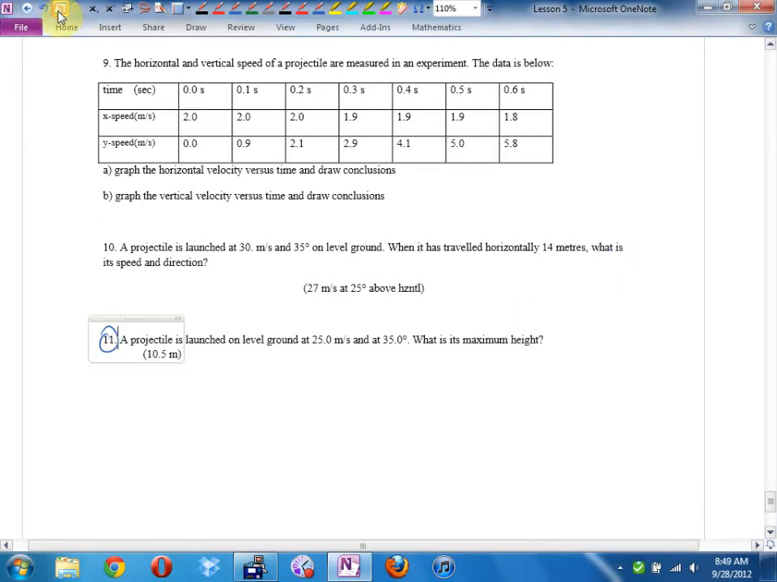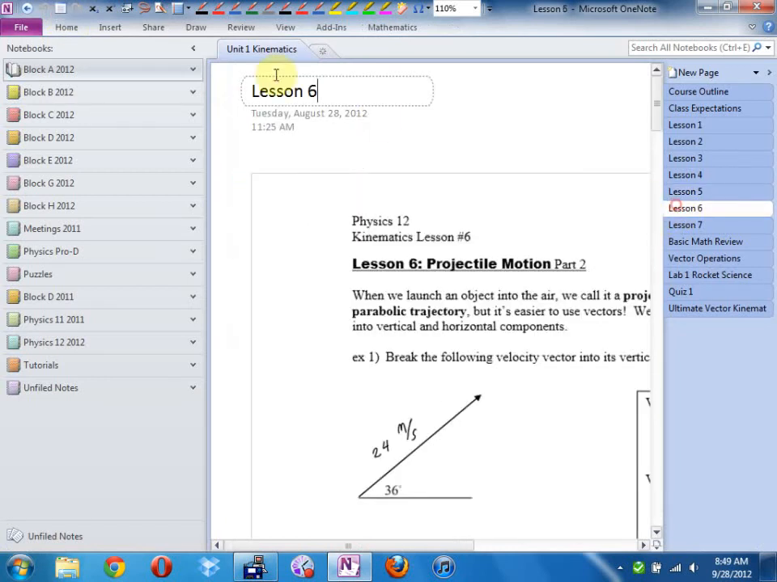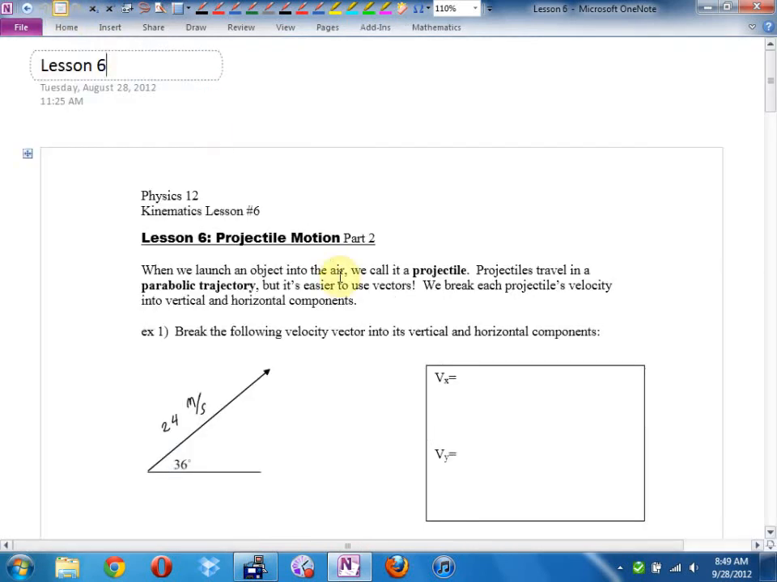Lesson 6, projectile motion, part 2. I missed you again? Yeah, I do this every time now, don't I? I don't see you hiding back there. It's a weird place. But you chose to sit there.